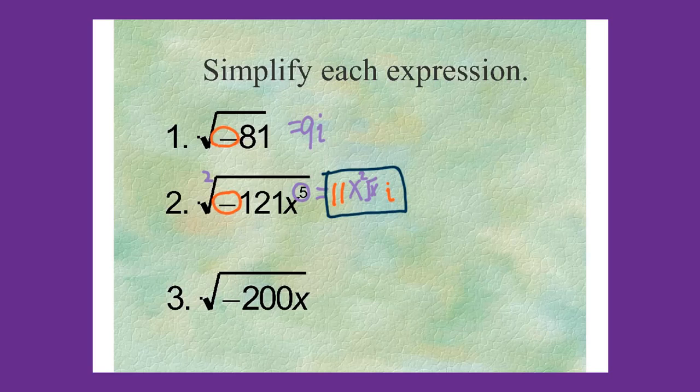For number 3, whenever you see the negative sign in the square root, that means i. For 200, I can change that to 2 times 100. The square root of 100 will be 10. Then what's left inside the square root will be 2x. Yeah, that's the final answer.